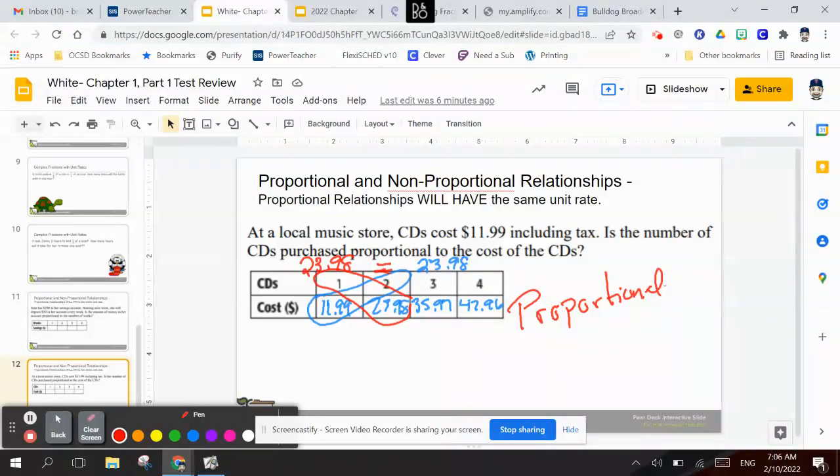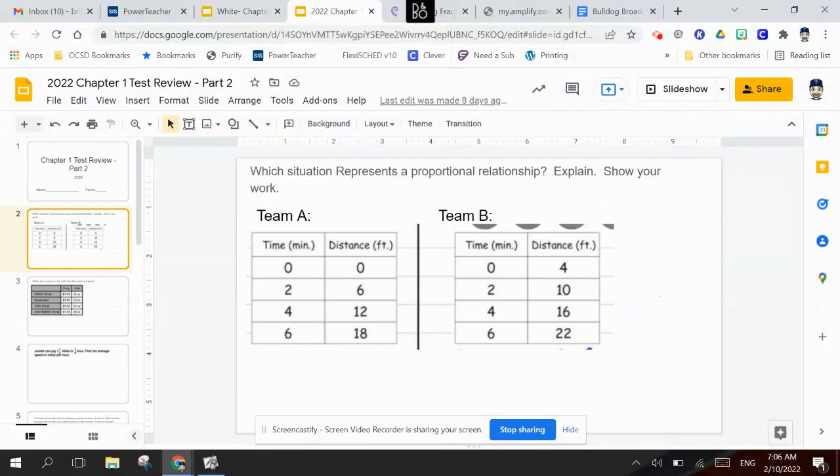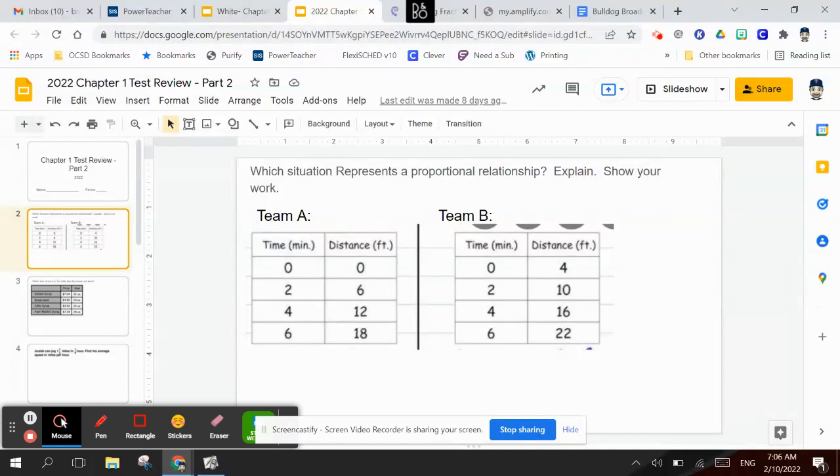That is it for part 1. We're going to jump right into part 2 to cover the back half of this chapter. So on this side, we're talking about which situation represents a proportional relationship. Remember, it has to have the same unit rate.